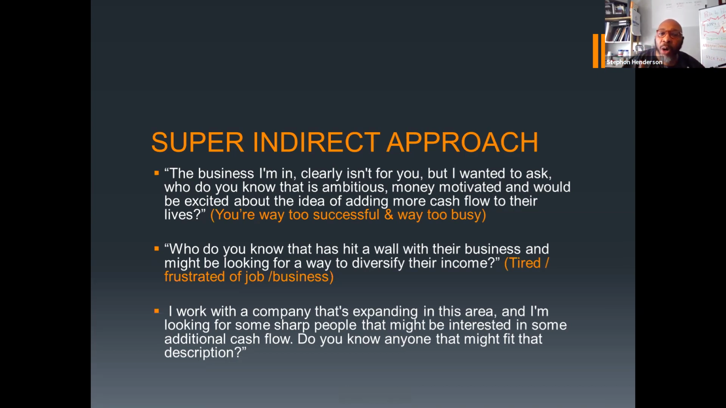You know what, I'm working with this company, and this company is dynamic. This company is doing something that's never been done before, and it's expanding into this area. I'm looking for some people who are super sharp that might be interested in some additional cash flow. How does that sound? Oh, that just flows out.